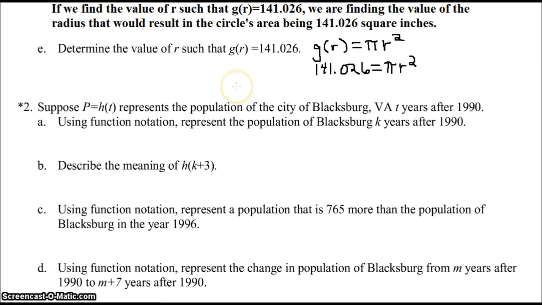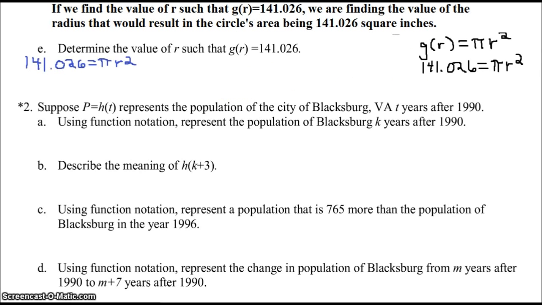Next, we need to solve this equation for r. So I'm going to give us a little bit of room. I moved what we've done so far to the right and started again here on the left. If we want to solve for r, notice r is being squared, then it's being multiplied by pi. We need to undo this operation. First, we can divide both of our sides by pi. So we have 141.026 divided by pi is equal to r squared.